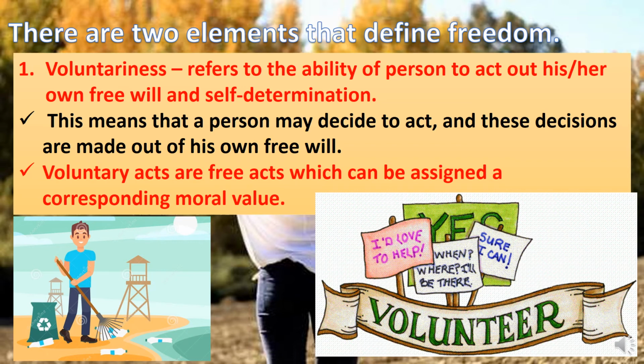First element, voluntariness, refers to the ability of a person to act out of his or her own free will and self-determination. This means that a person may decide to act and these decisions are made out of his own free will. No one forces him or her, no one dictates what he or she will be doing. That's voluntariness. He or she acts with his or her own free will. And voluntary acts are free acts which can be assigned a corresponding moral value. So it depends on our moral value.